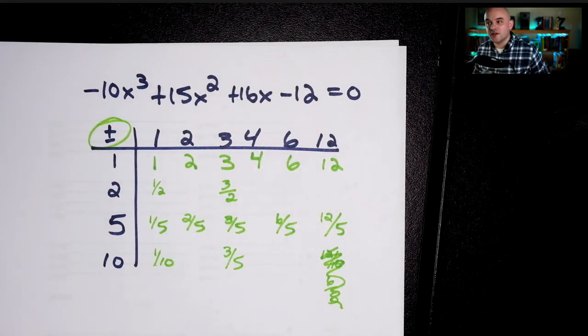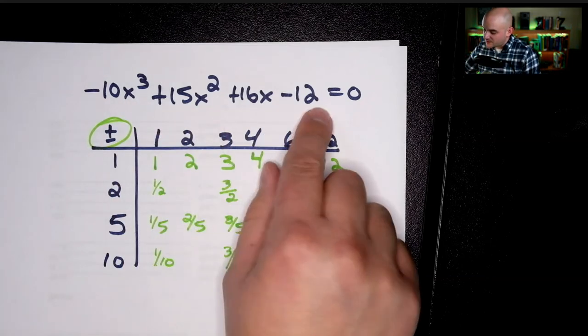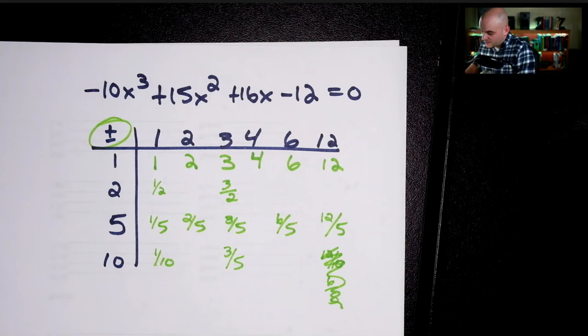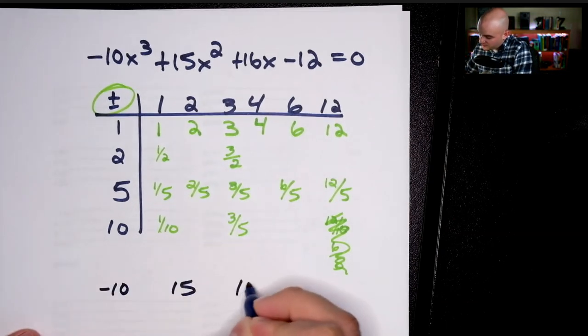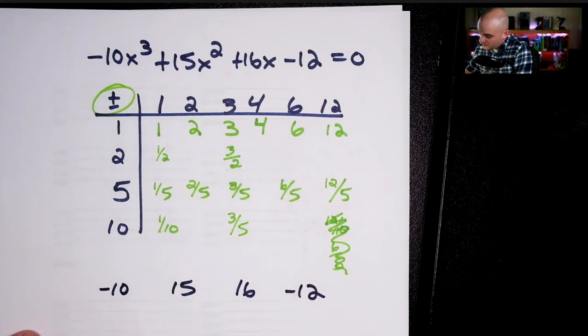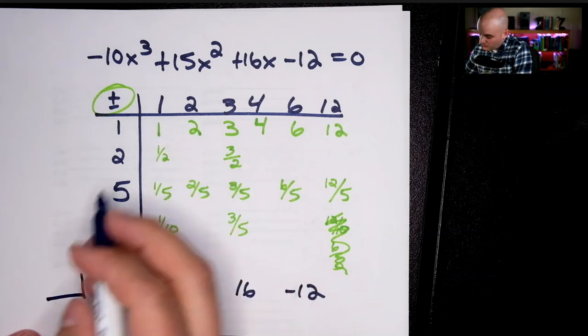So hopefully in the beginning we find one that works. Otherwise we're going to be doing a lot of synthetic division until we find a winner here. So is this set up for synthetic division? It is. Let me write down the coefficients. So I got -10, 15, 16, -12. And I'm going to hope that we start with 1 and get a winner.